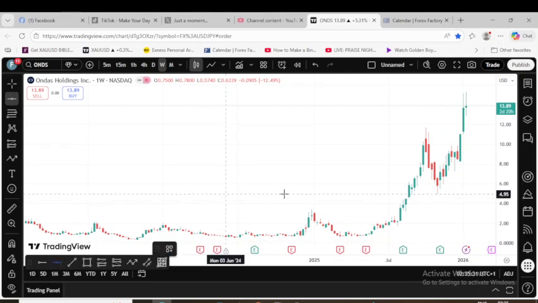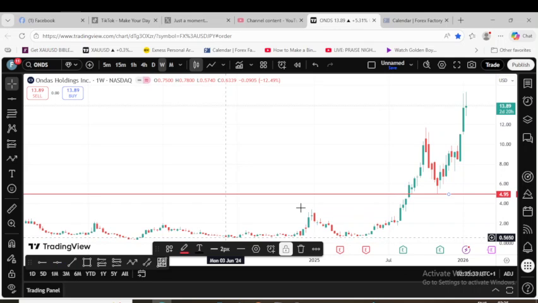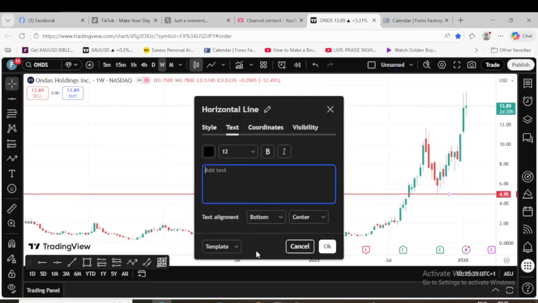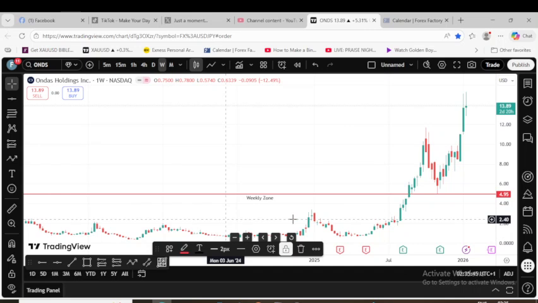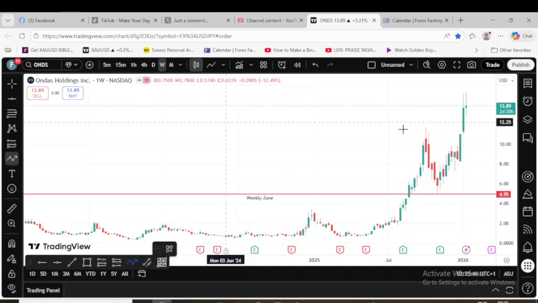Our zones are regions of price where we found a support zone, or a resistance zone, or even better, a support-resistance zone. You can see that price found support here. In fact, price even found resistance here. So this is another zone.